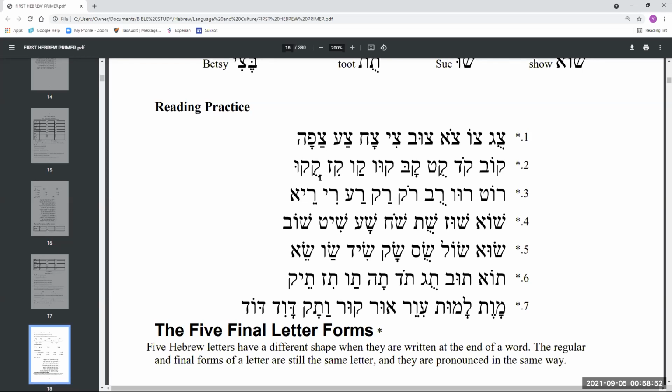Last one. And that would be a kuf with a kabuts and another kuf with a shrek. All right. Put it together. Wow.